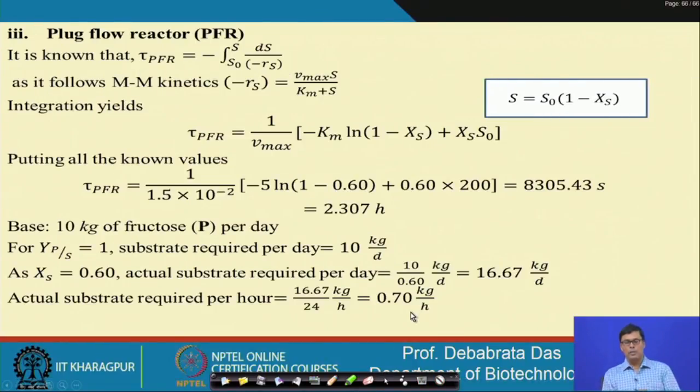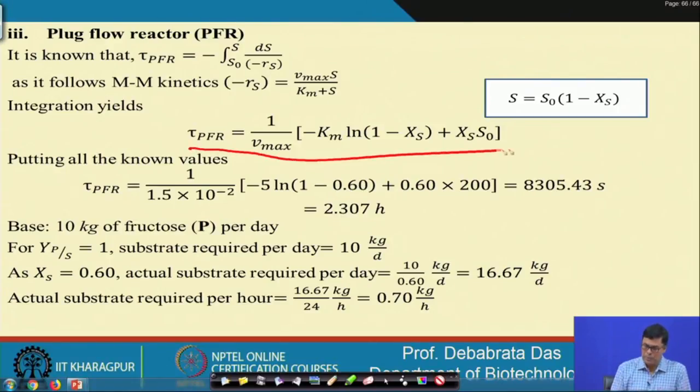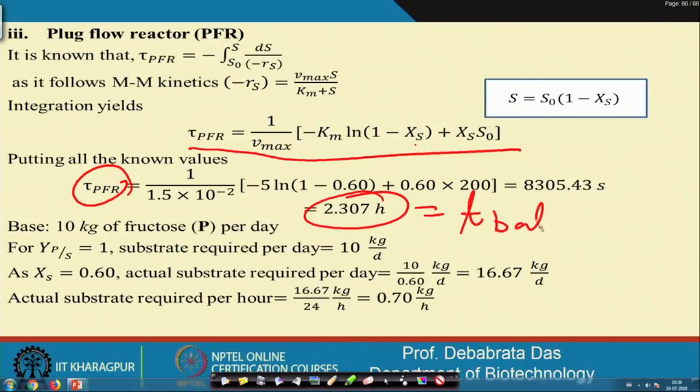Now, let us come to the plug flow reactor. In case of plug flow reactor, your calculation is similar to the batch process. The expression that we have seen for T batch and tau plug flow reactor is the same. So here we can put the same value, 60% conversion, and you can easily find this. If you look at the initial part, you will find that it is the same.